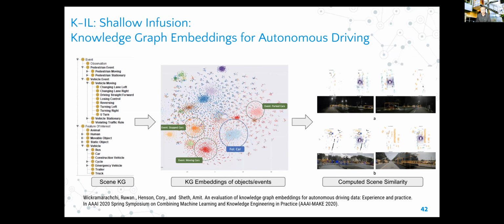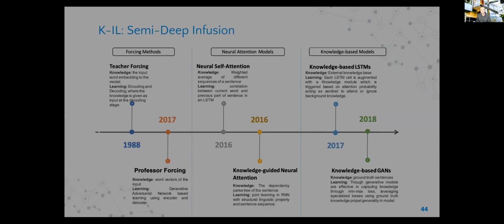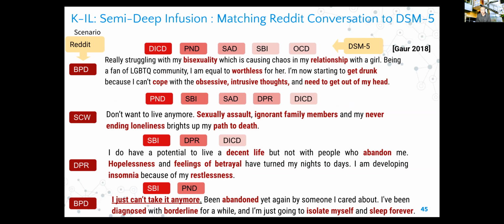This one is another example where you use a knowledge graph. One of the most important activities in automated vehicles is scene similarity detection. Here we show that we can aggregate the scenes that are similar far better by using a knowledge graph than without. Now the semi-deep infusion. This is an interesting example, one example I would like to discuss.